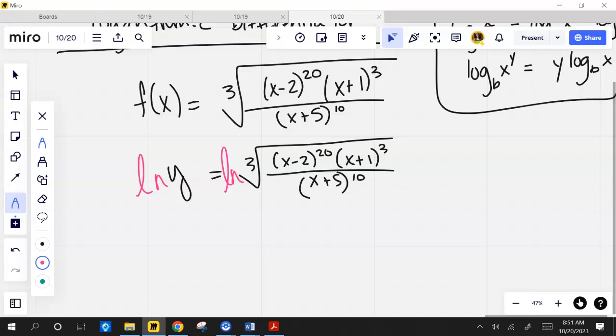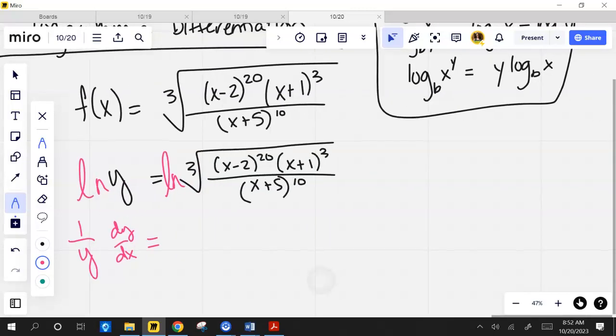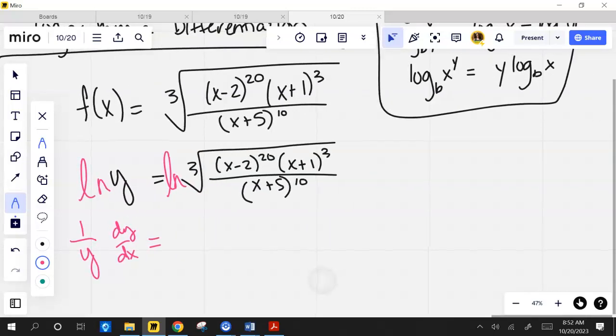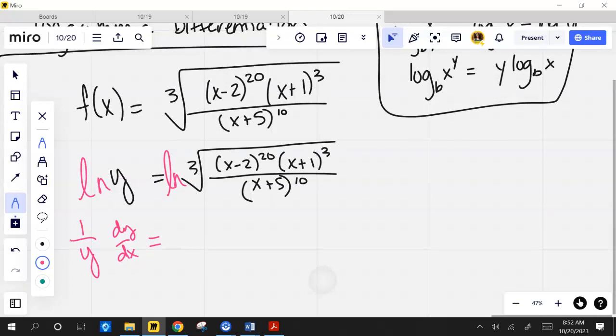Now this is implicit differentiation, right? Because I'm taking the derivative of y, so it's going to be 1 over y dy dx equals. Now, before I take the derivative of this side, I should have done this first. I should have expanded this a bit before I took the derivative. Just pretend like it's still y. Let's expand this just a little bit so I can show you how this works.